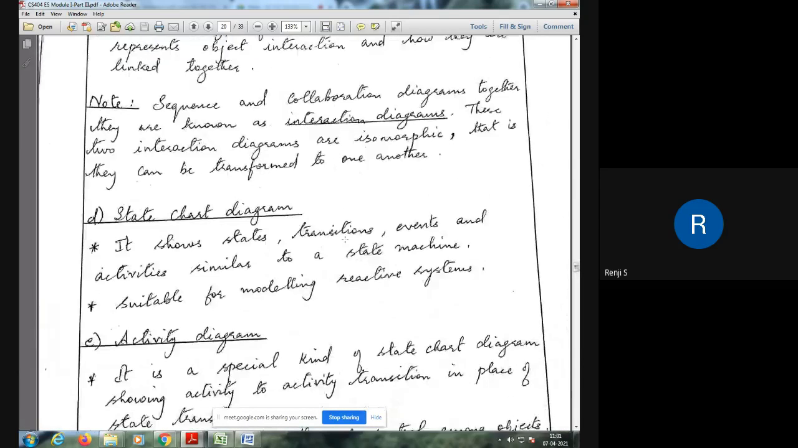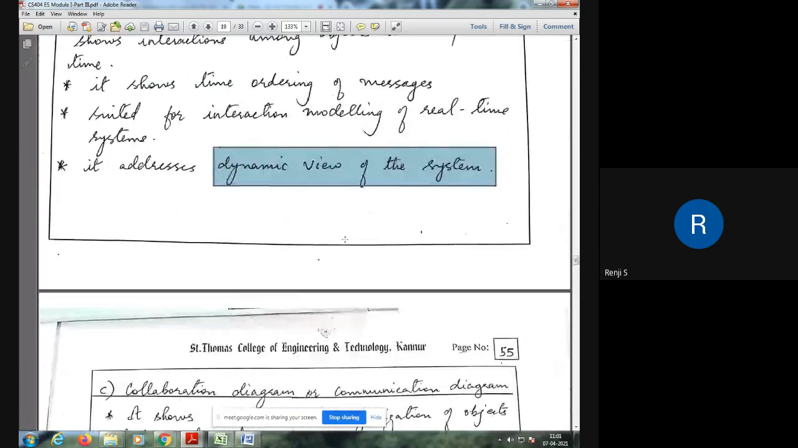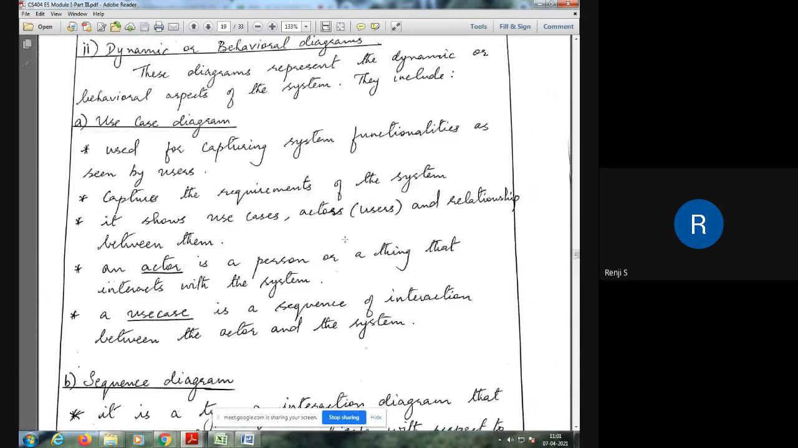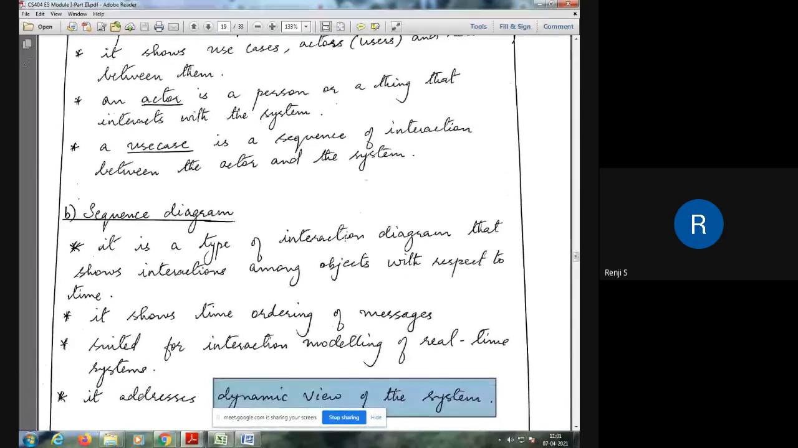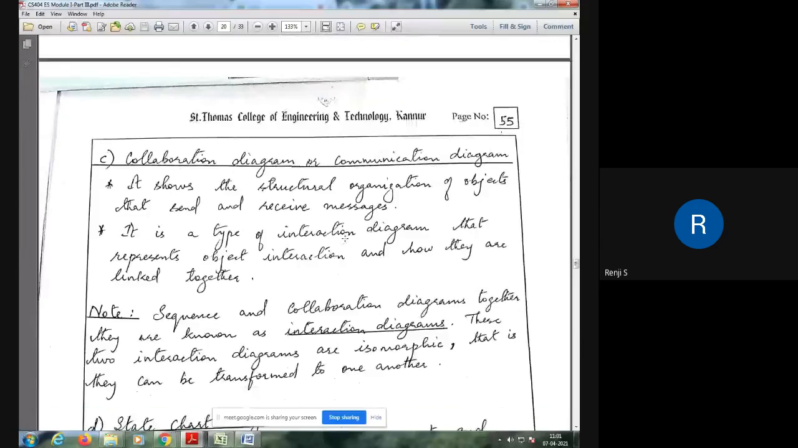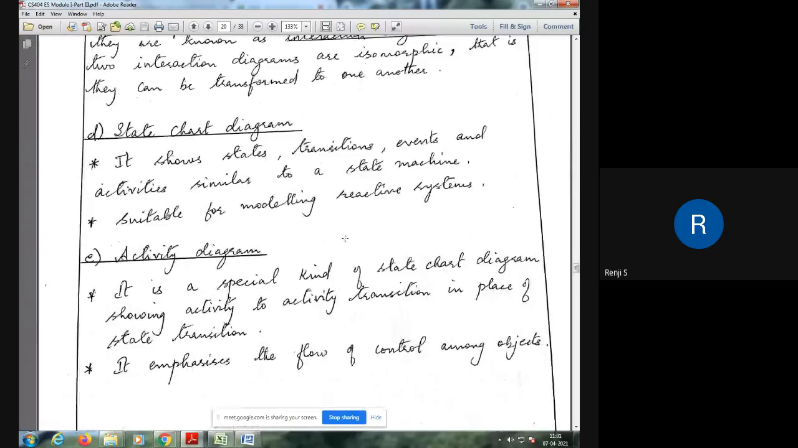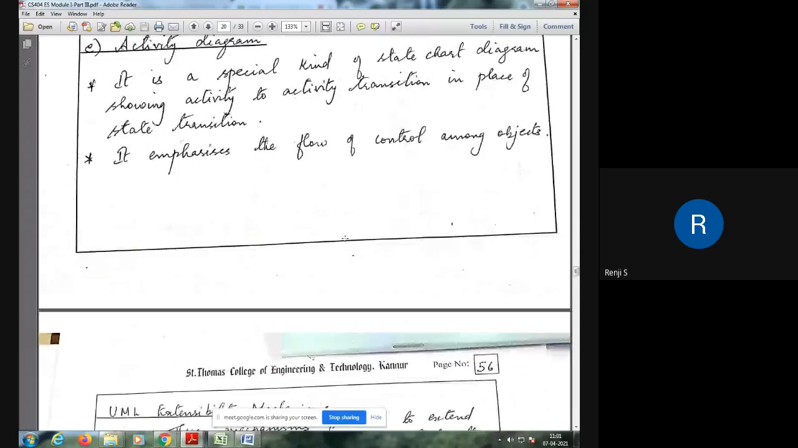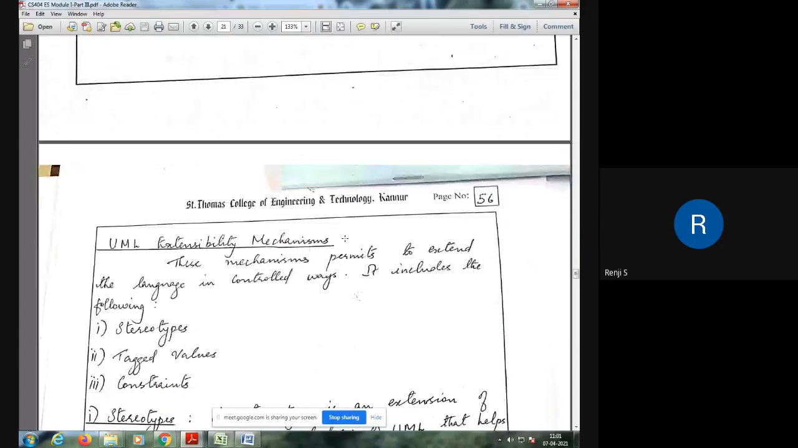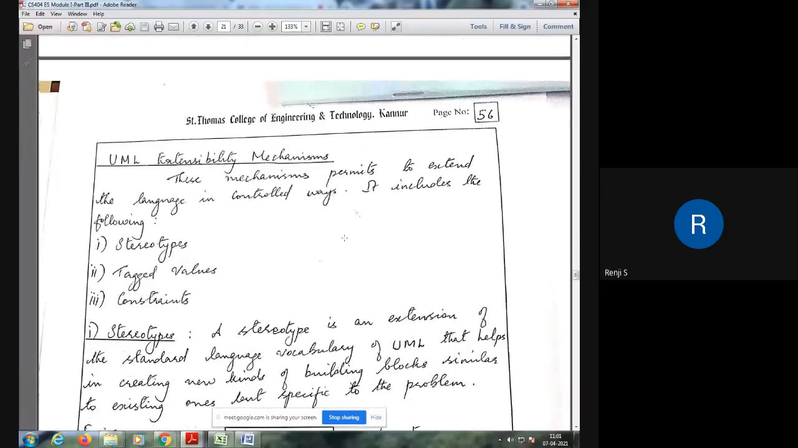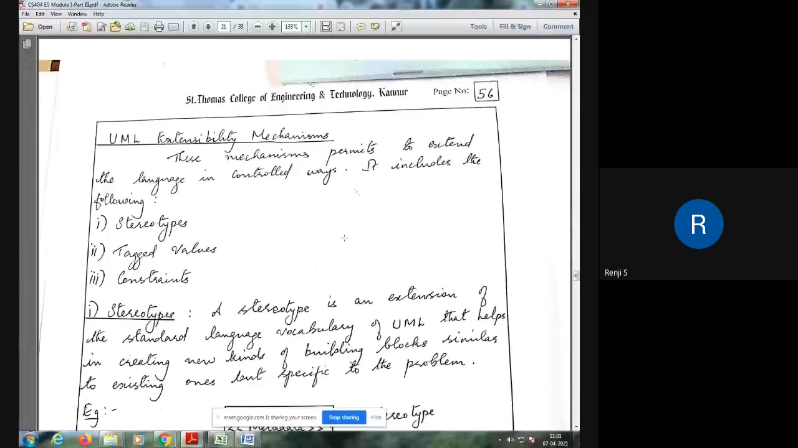So these are the 5 diagrams, the behavioral diagrams in UML. That is, the behavioral diagrams include use case diagram, then sequence diagram, collaboration diagram, state chart diagram, and activity diagram. So using these diagrams, we can represent the different views of a system. So that's about UML, and using these diagrams, we will be representing certain systems. The examples are listed at the end.